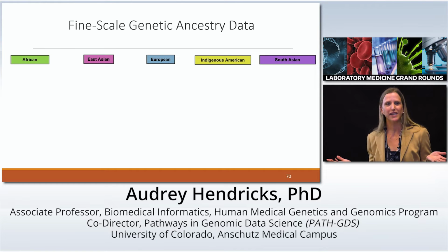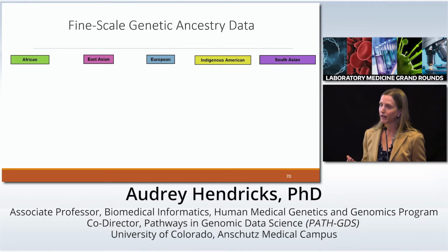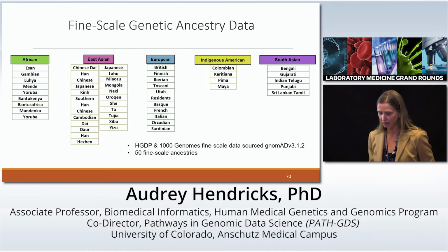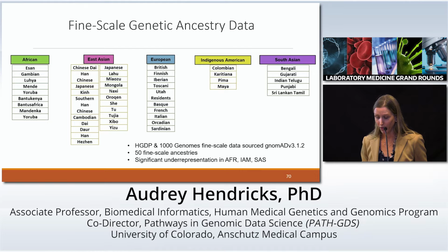Okay, so a few examples of what these do. So we went from having 5 different continental level ancestral groups, and now we have 50 fine-scale ancestral groups that we can estimate. This is in part due to the wonderful data produced from gnomAD version 3, where they produced harmonized data with the Human Genome Diversity Project and 1,000 Genomes. Now, I will highlight that there is still significant underrepresentation of these fine-scale ancestries within Africa, where, by the way, there is more diversity in Africa than outside of Africa. So this is a huge underrepresentation, Indigenous American and South Asian. So while this is better, it's still not complete.